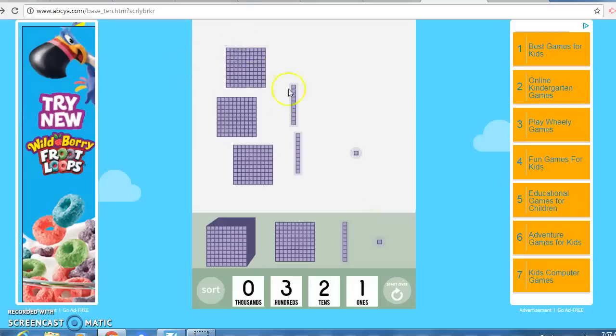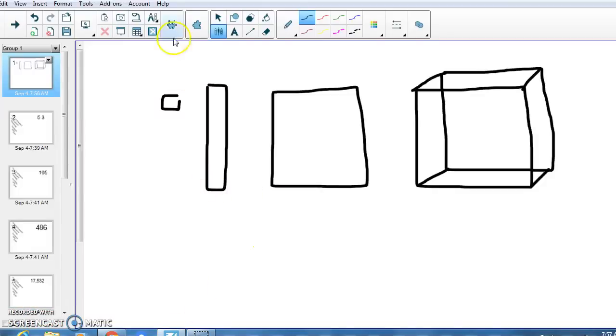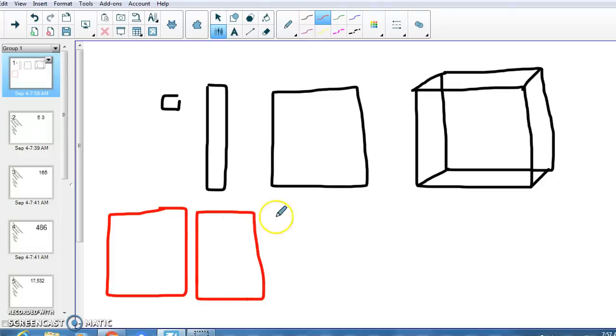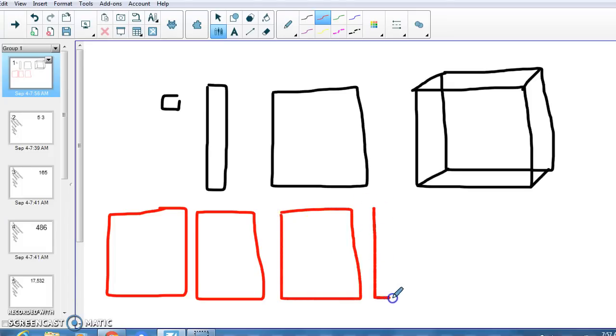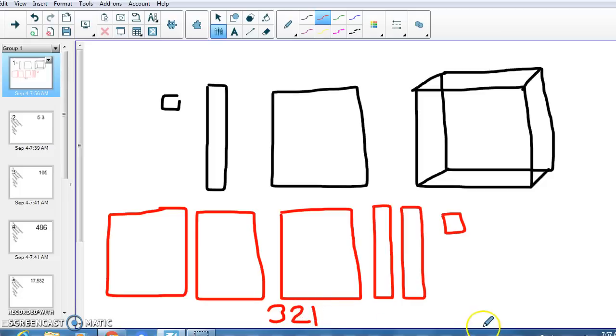So if I did that on my whiteboard, let me go back to my whiteboard here. Okay, I will draw 3 of these. Let me grab a different color. 300. Not a very good square. 20, so I'm going to draw 2 longs. And 1 cube. 321. Okay, let's have you try one.